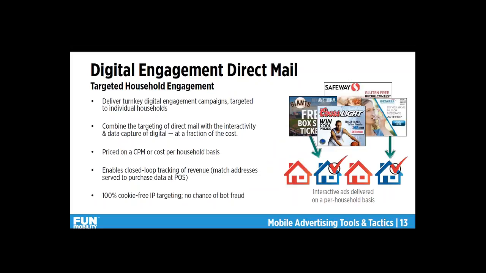So the idea here is it doesn't use cookies. It actually uses offline data. This is a recent capability that FunMobility just acquired, where we can target household level. So if you send print circulars, coupon circulars, or a print mailer, depending on different verticals, we can actually target digital ads to the house. So you're combining the targeting of a direct mail campaign, a print mail campaign, with all this interactivity and data capture and engagement of a digital campaign.